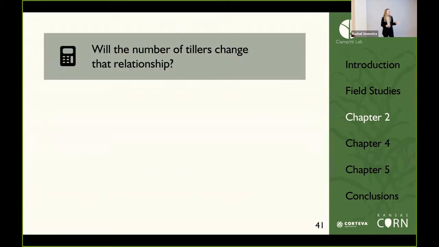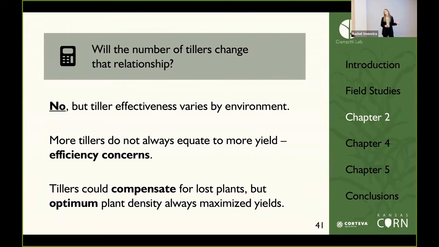So will the number of tillers change that relationship? No, we did not see a negative impact of tillers within reasonable tiller densities. The tiller effectiveness did vary by environment. We did see that. So more tillers didn't always equate to more yield, which can raise some efficiency concerns that we'll address later. But tillers could compensate to some degree for fewer plants. The maximum yield was always with the highest plant density. So we did still see that tillers could help, but they weren't replacing adding more plants.